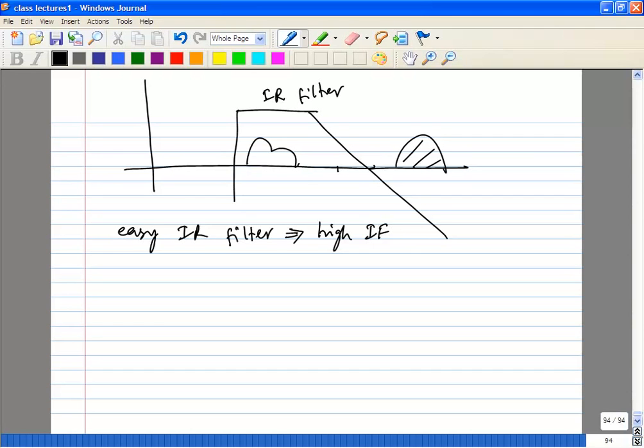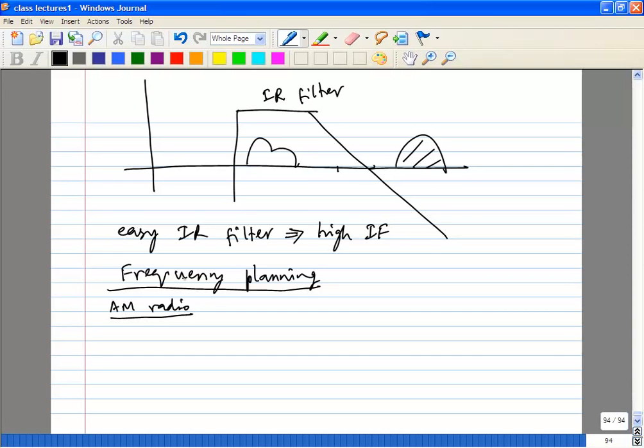So let's do a sample frequency plan. We need to do some kind of special frequency planning, so you need to be very careful with the frequencies you choose. So let's do a sample frequency plan. Let's take the case of AM radio.